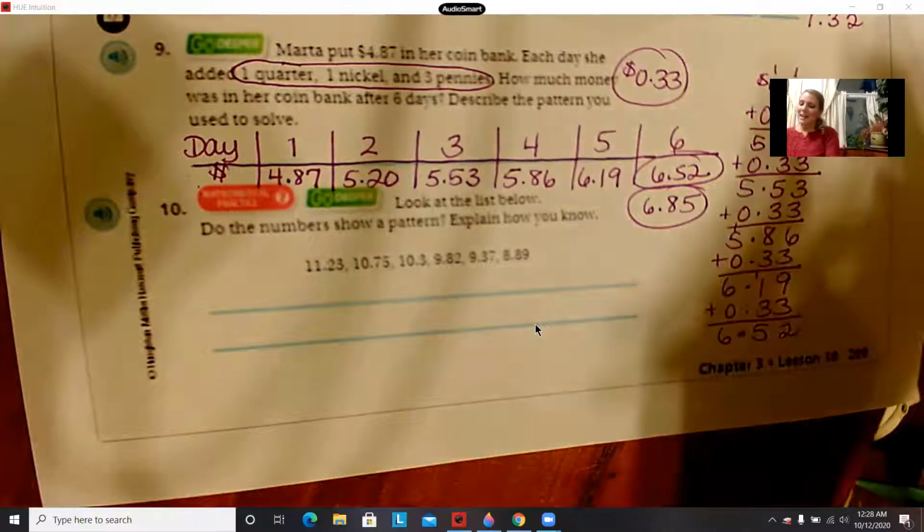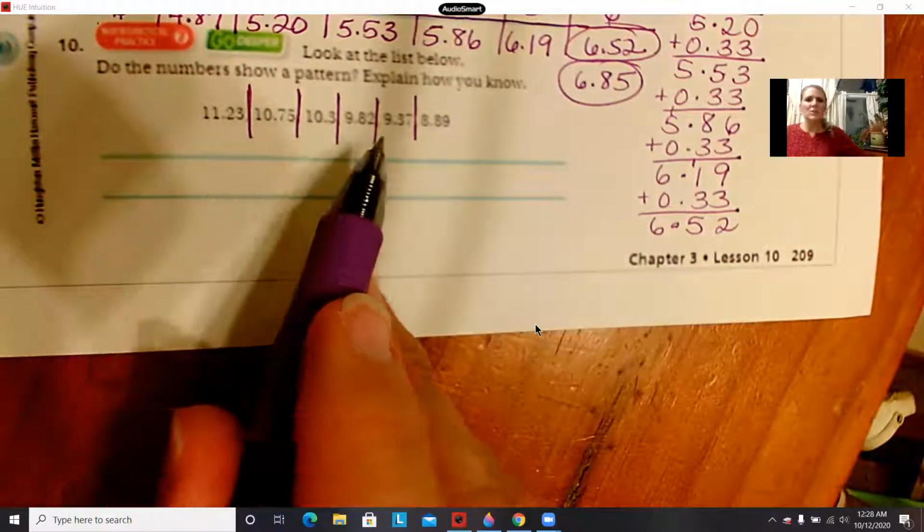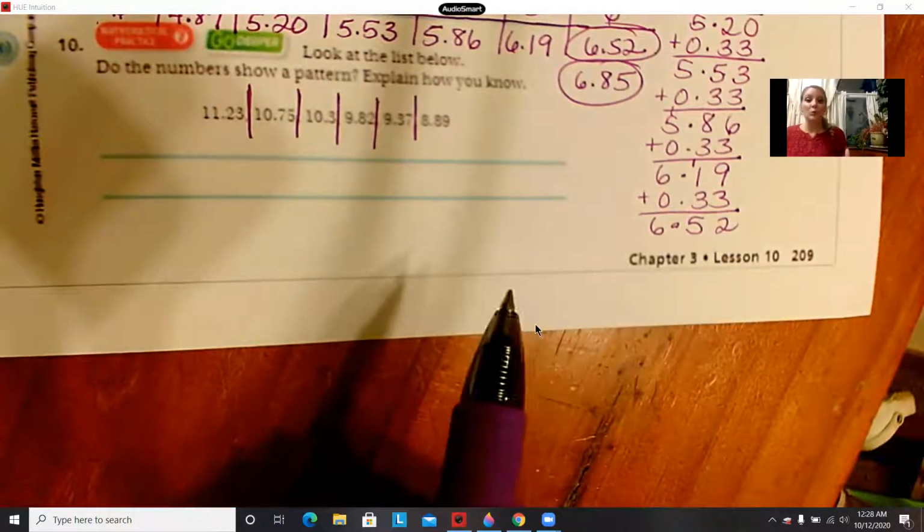All right, darlings, last problem, yay. Okay, it says, look at this list below. Do the numbers show a pattern? Explain how you know. So I like to separate them with my large bold line, of course. And right away you probably are thinking, yeah, my numbers are getting smaller, they're decreasing. Sure, it's a pattern. You can't just say that, kiddos. You have to prove it.